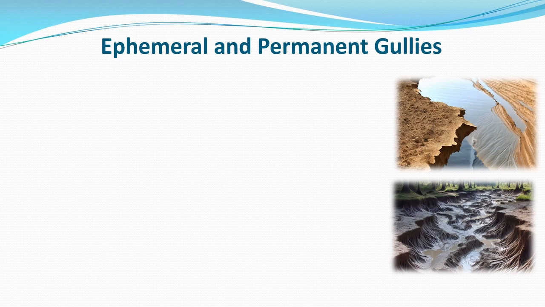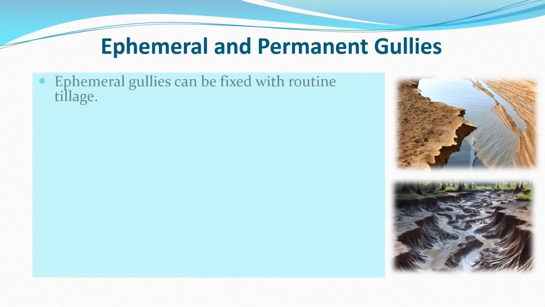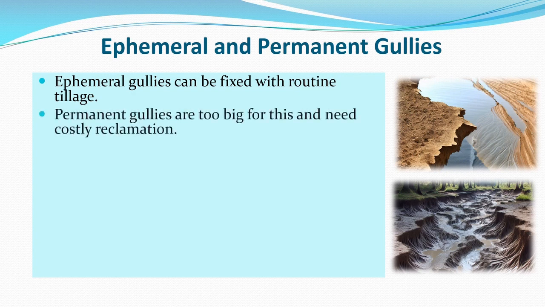Ephemeral and permanent gullies. Ephemeral gullies can be fixed with routine tillage, whereas permanent gullies are too big for this and they need costly reclamation. Right? So ephemeral gullies may reappear if they are not controlled. By filling the gullies with soil from nearby fields, you can reduce the topsoil depth.